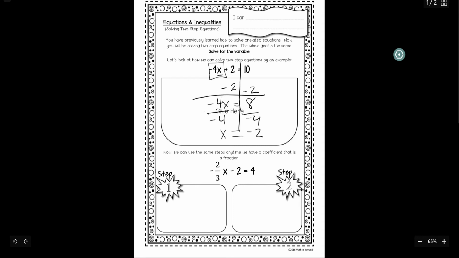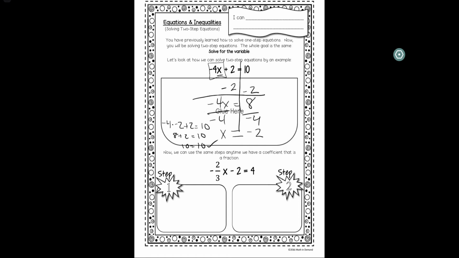Now, we can still check our answer just like the last time. Plug it in. Negative 4 times negative 2 plus 2 is equal to 10. Okay, this gives us 8 plus 2 is equal to 10. 10 is equal to 10, so we know our answer is correct. Yes, if the directions in your classwork says that you need to check, I should be seeing both steps in order to get full points for your classwork.